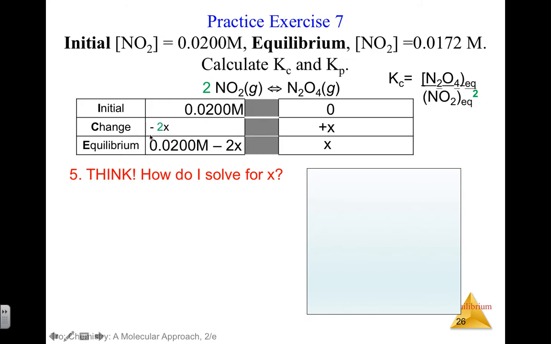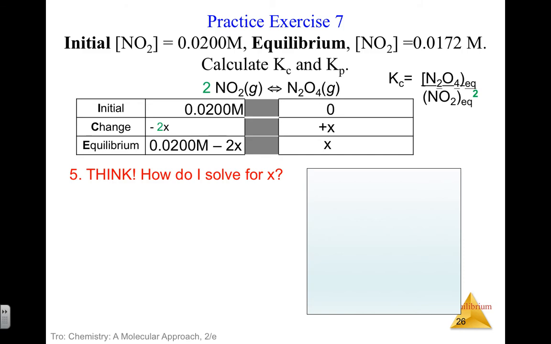A couple things to point out. For this ICE box, I have it shaded underneath the equilibrium arrow, because that's where my sign of x changes, minus x, plus x. And I have columns underneath the reactant and underneath the product. If you had another product, you just have one more column right here. And we'll go over those together on Wednesday.